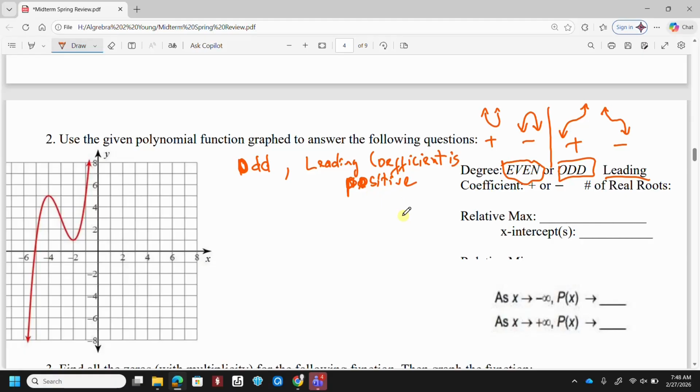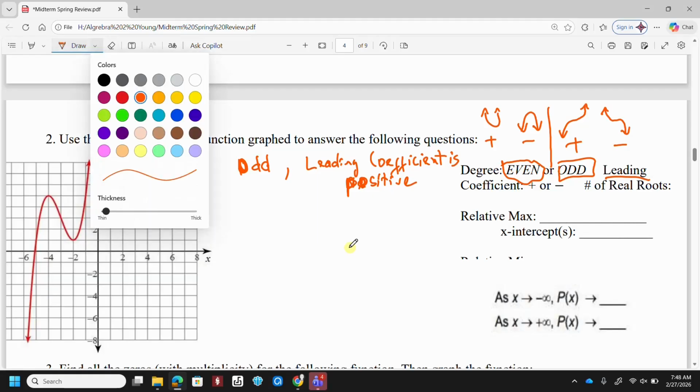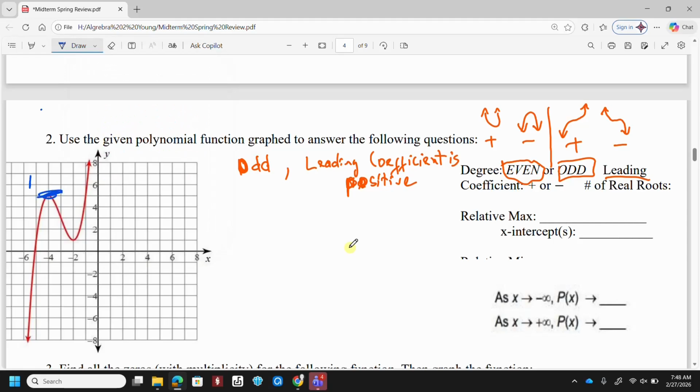Okay, so the maximum is the highest point. So let's find the maximums right here. This is the maximum. So the max is negative 4, 5. This point. So right here.